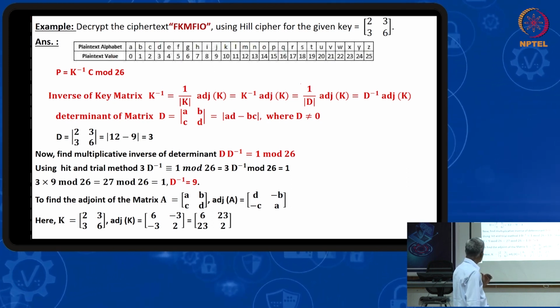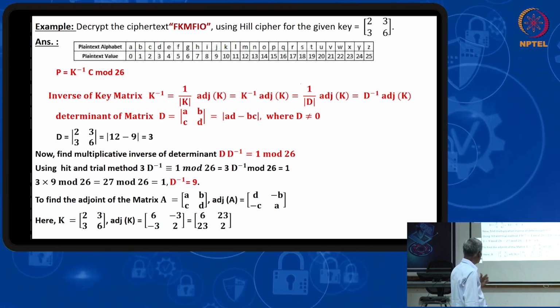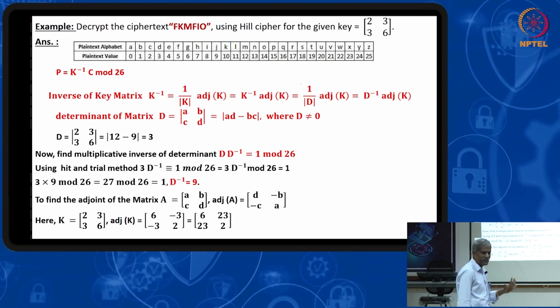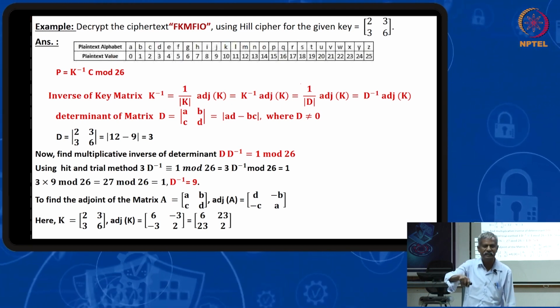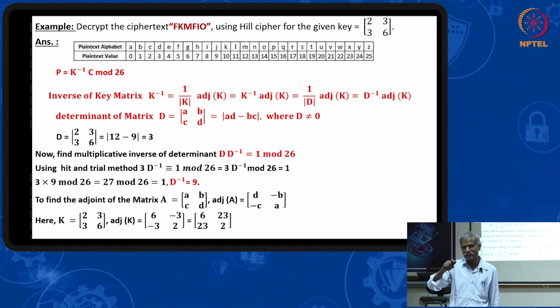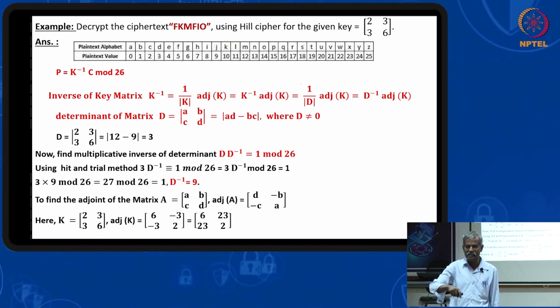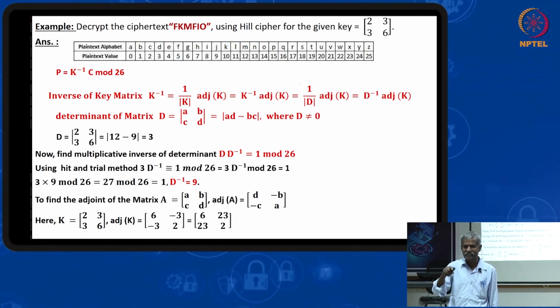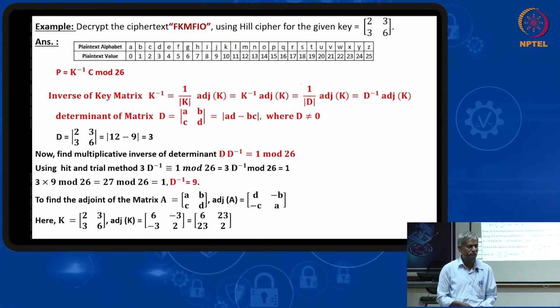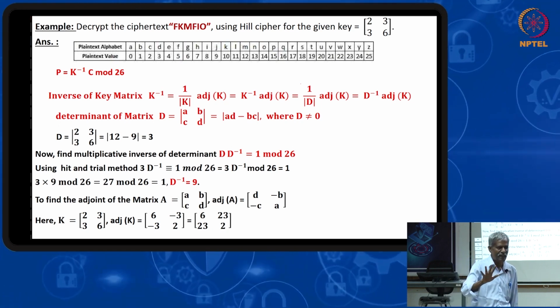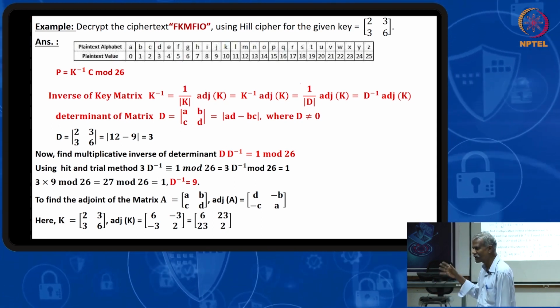But it is not just 3. D equals 3. You have to find 1 by 3, 1 by determinant A. 1 divided by determinant means D inverse. D inverse, how will you find this? In modulo pi algebra, I will tell you. After that, we will go to modulo 26 algebra.